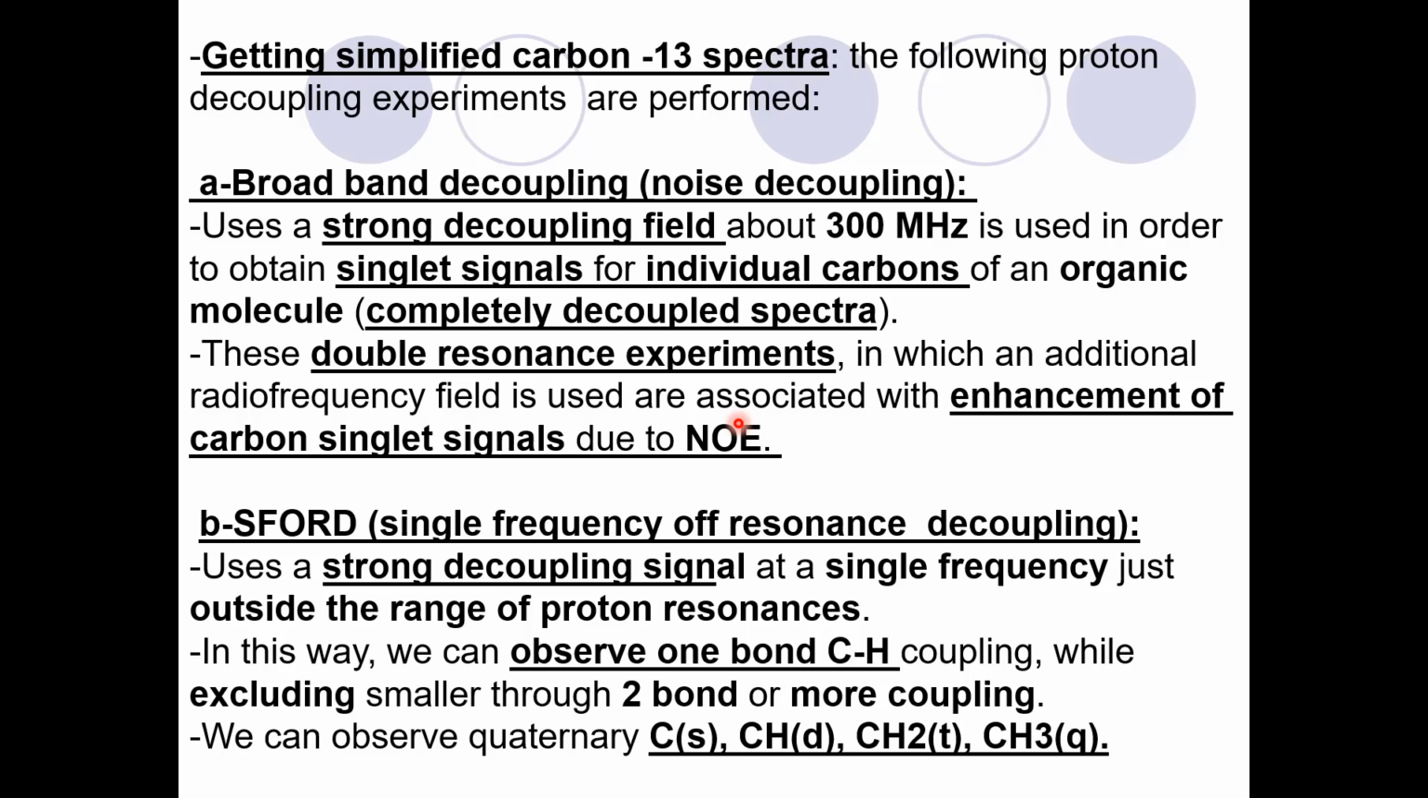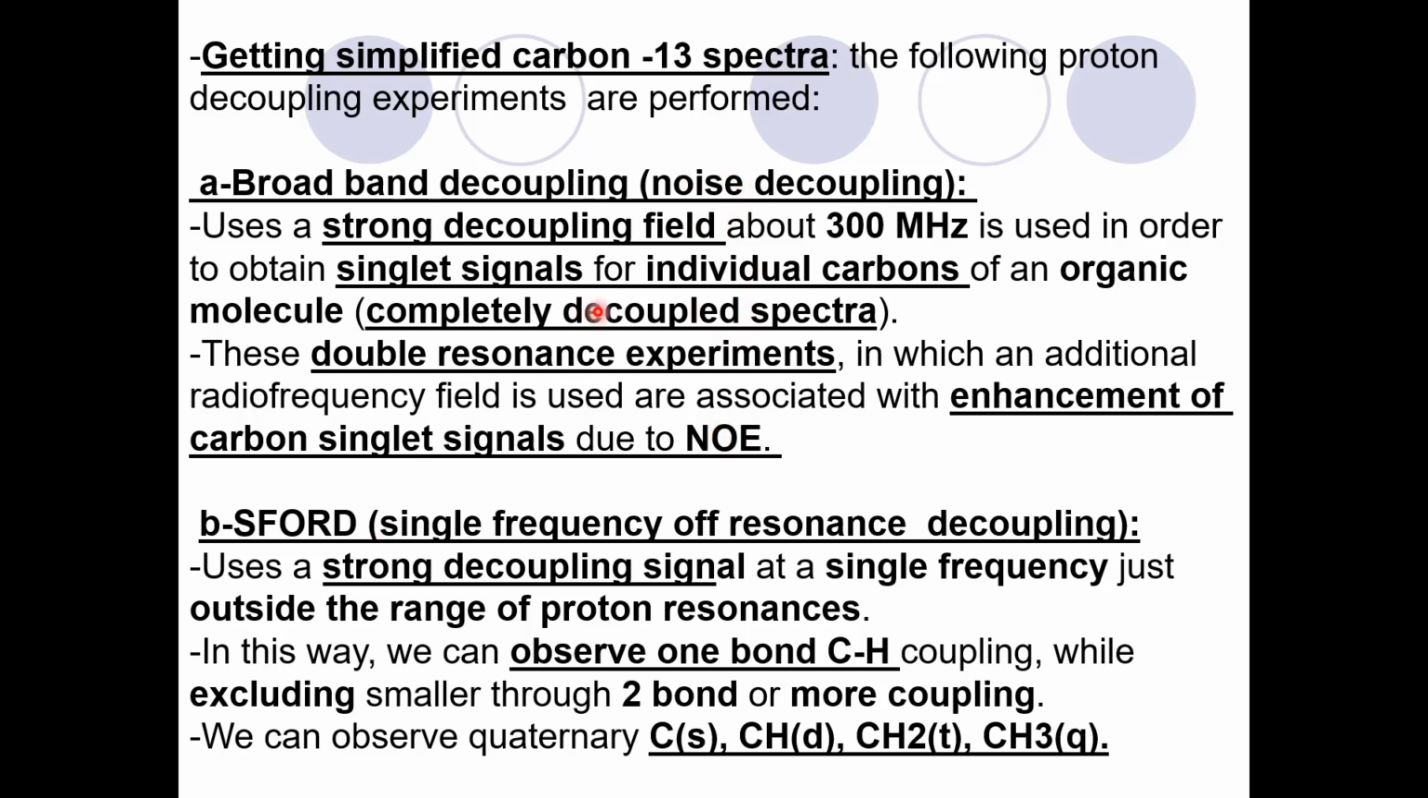As we said, in carbon NMR spectra, in the absence of a decoupling field, we will have signals which are split by the protons present on each carbon. In order to get simplified NMR spectra, we perform some decoupling experiments, for example, broadband decoupling, or noise decoupling, proton noise decoupling, or composite decoupling.